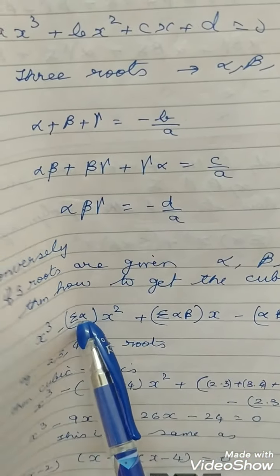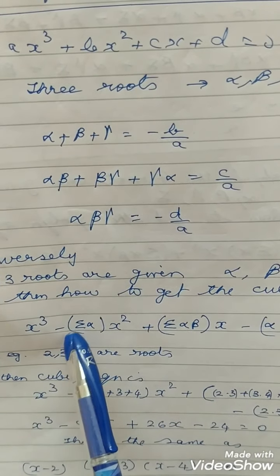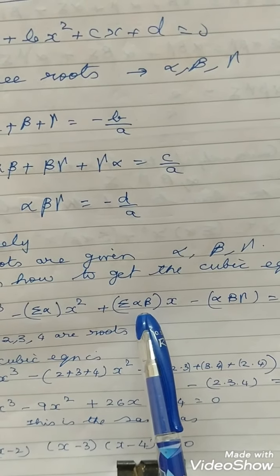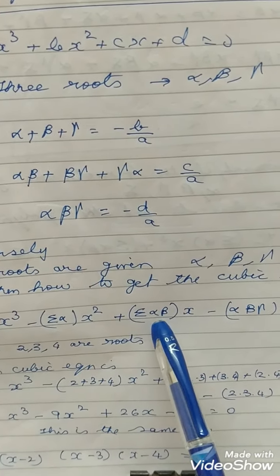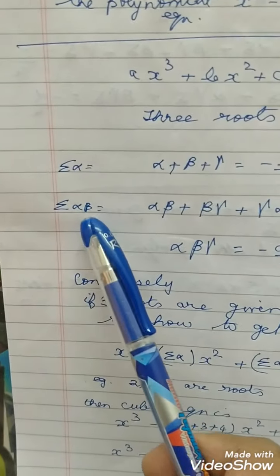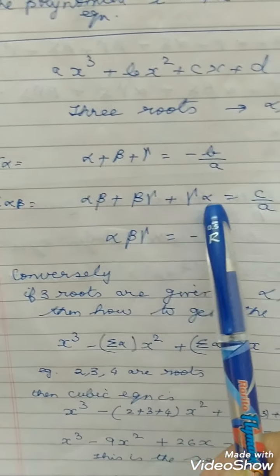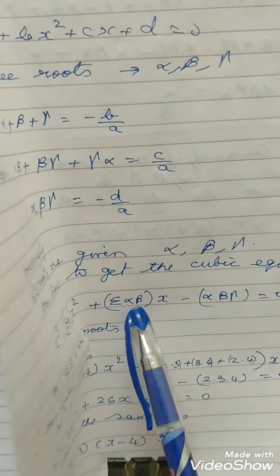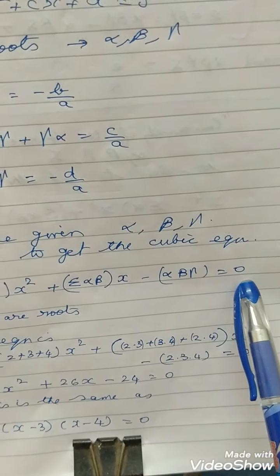The summation of the roots into x squared. Then you have plus, then minus. Then again you have plus: the sum of the product of the roots in pairs, into x. Then you have minus the product of the three roots, equal to 0.